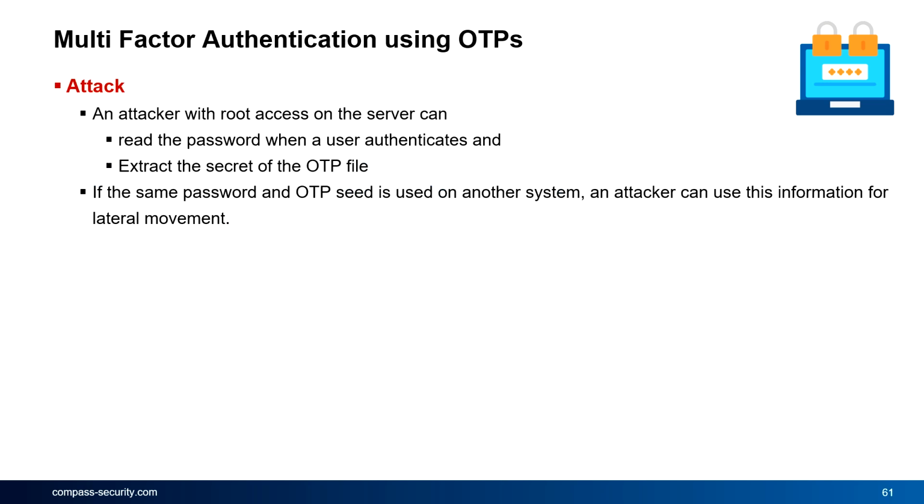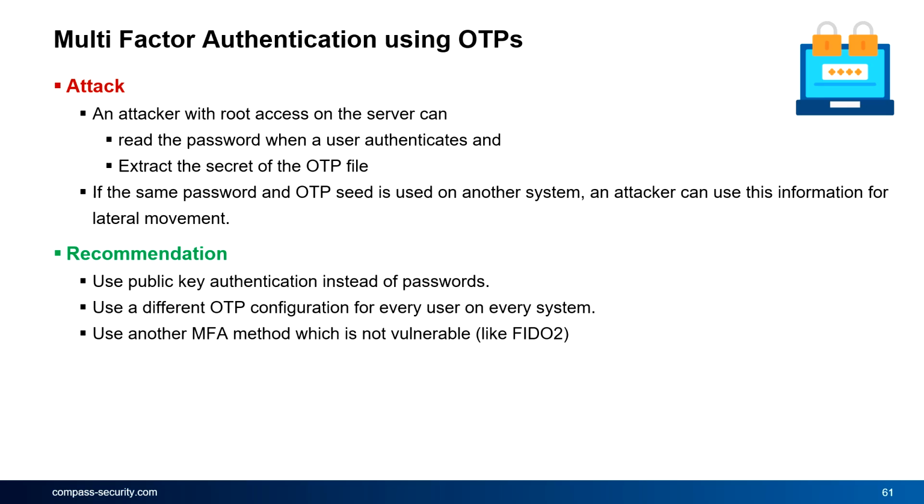Now, an attacker with root access on the server can read the password when a user authenticates. That's what we have seen previously using the strace command, for example. And also, because the attacker is root, the attacker can extract the secret from the OTP file. Then if the same password and the same OTP configuration is used on another system, the attacker can of course also use this information for lateral movement and access other servers in the network.